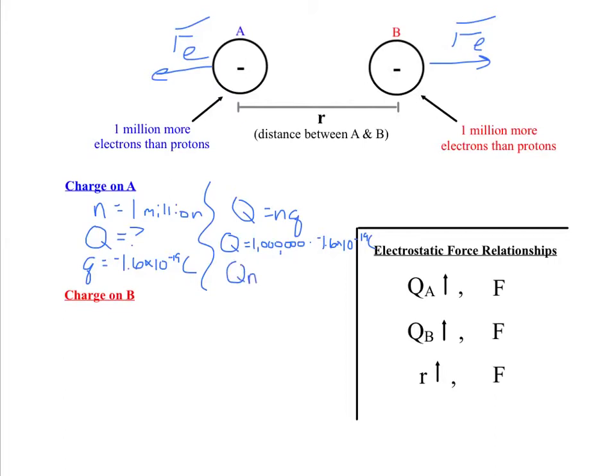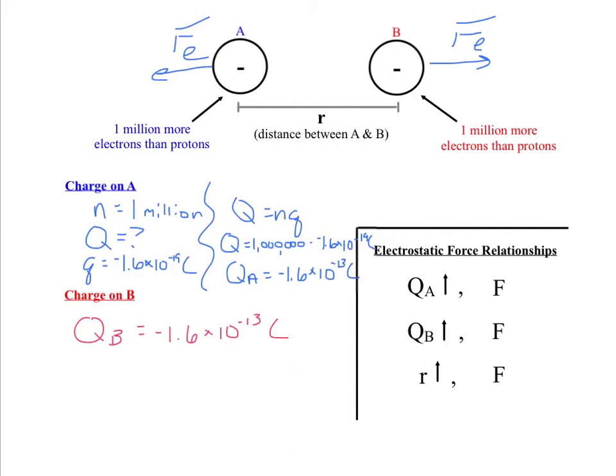And if you plug that into your calculator, we find that QA, or the charge on this particular object, is going to end up being negative 1.6 times 10 to the negative 13 coulombs. So once again, this is 1 million more electrons acting on that object. Now the other one, which is going to be our B, is actually going to be the same number of electrons, more electrons than protons. So as a result, my charge on B is actually negative 1.6 times 10 to the negative 13 coulombs also.